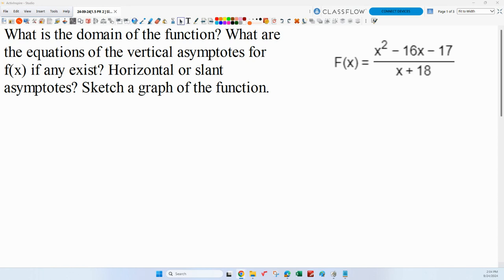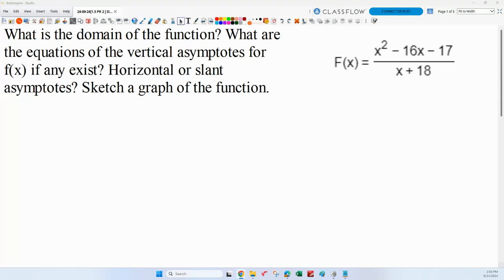Vertical asymptotes would occur where? At a value of x where would you get a vertical asymptote? Where what equals 0 and what doesn't equal 0? Denominator does, numerator does not. Good. All right, we're getting it.